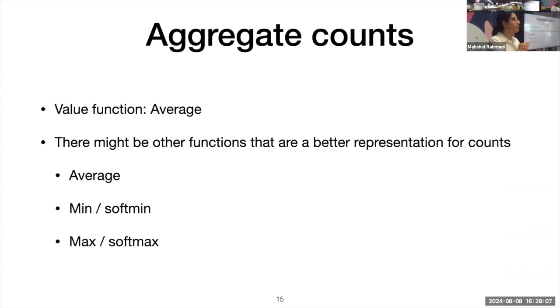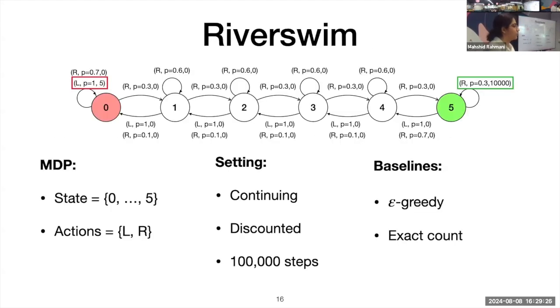With value function, what we did was average. I'm just saying maybe average isn't the best method. Maybe it is, maybe it's not. To represent counts, we can try a bunch of different functions: average, min or soft min, max or soft max. And so we get to the experiments that I'm running.